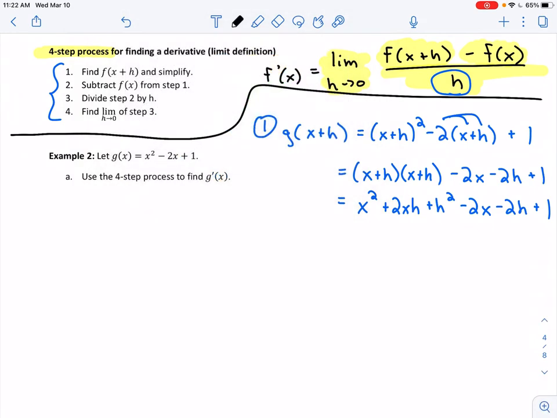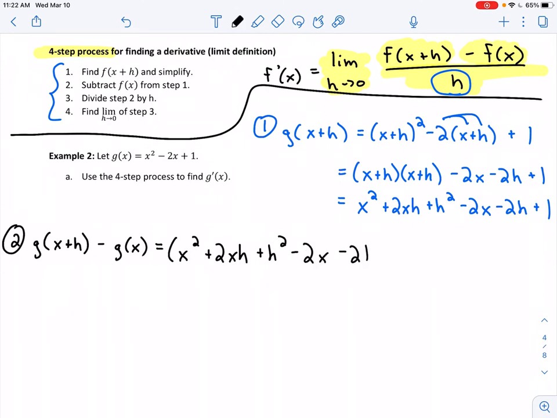So step 2, we'll do that in a different color. Step 2 says I'm going to take what I found in step 1, which was g of x plus h, and I'm going to subtract my function g of x. So I'm taking x squared plus 2xh plus h squared minus 2x minus 2h plus 1, and I'm going to subtract my original function, g of x. So subtracting x squared minus 2x plus 1.